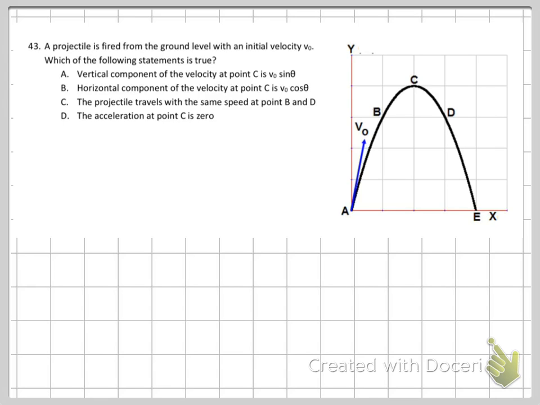The vertical component of the velocity at point C is v naught sine theta. So the vertical component at C, there is no velocity in the vertical component once we hit the apex of the curve. So it's going to be equal to 0. So A is not good.